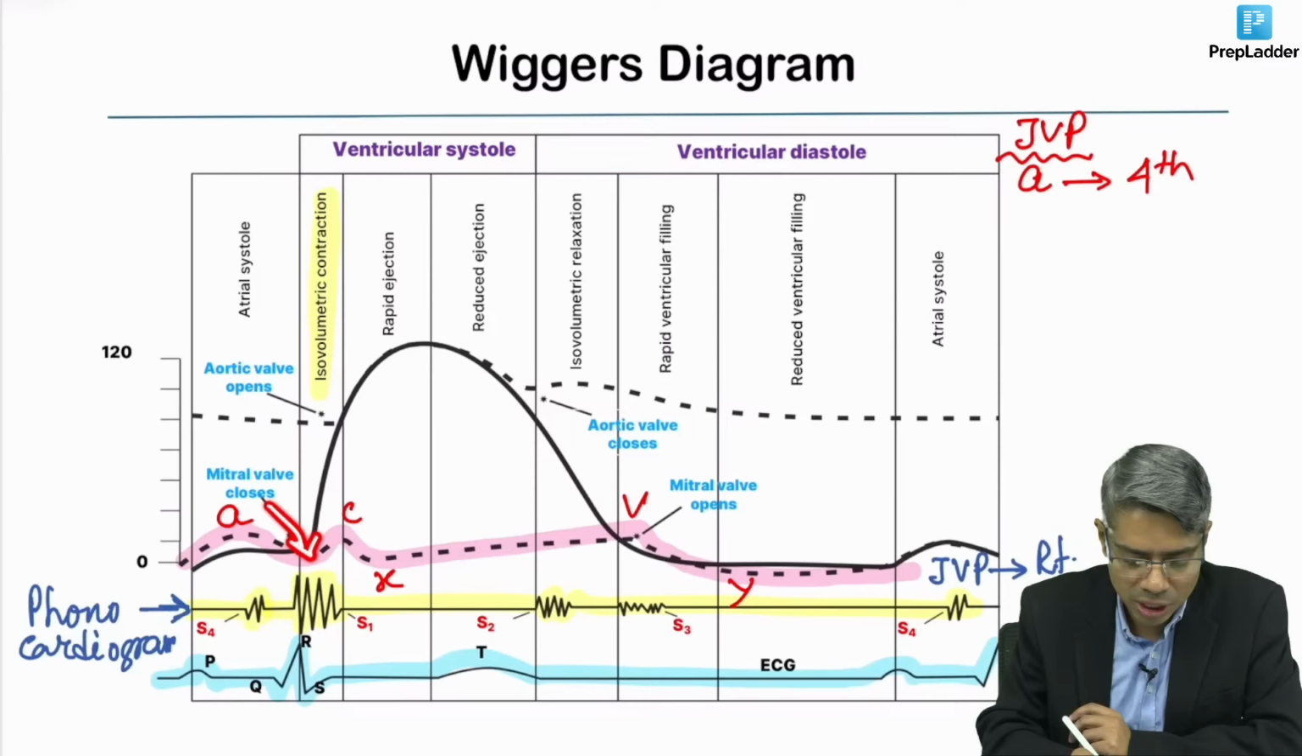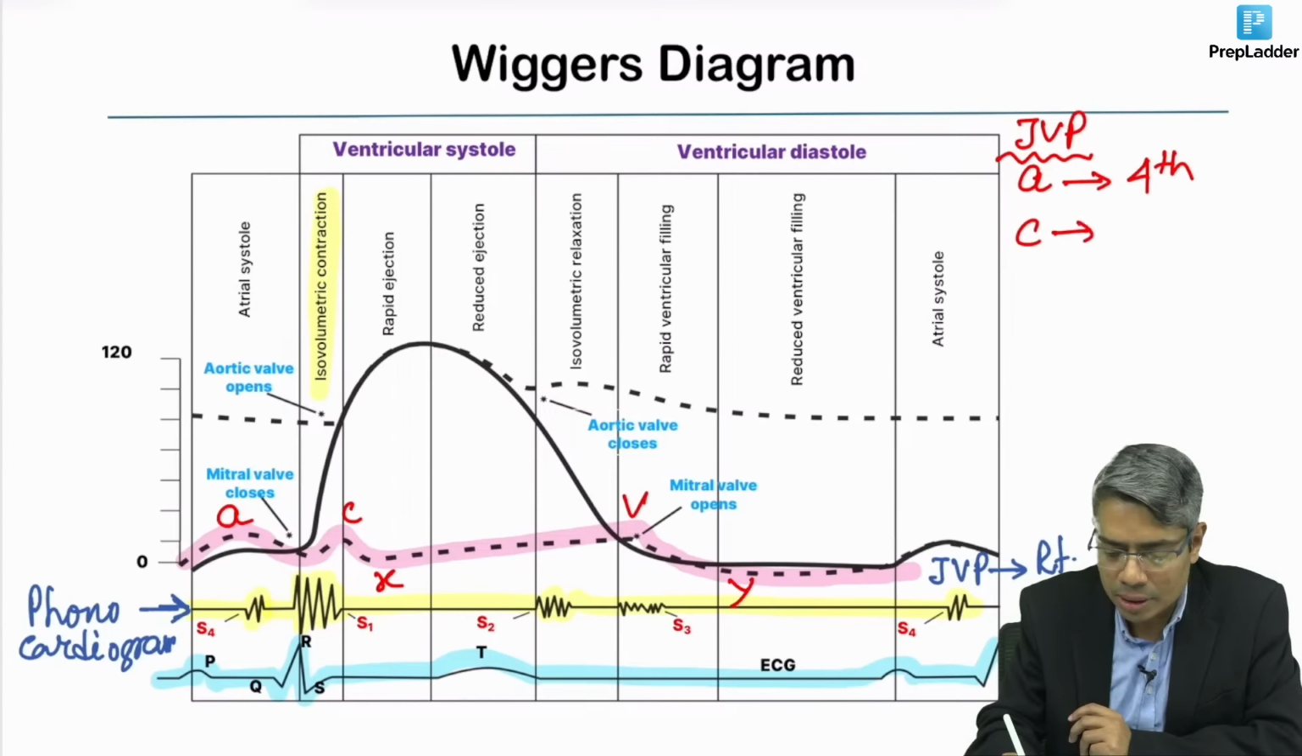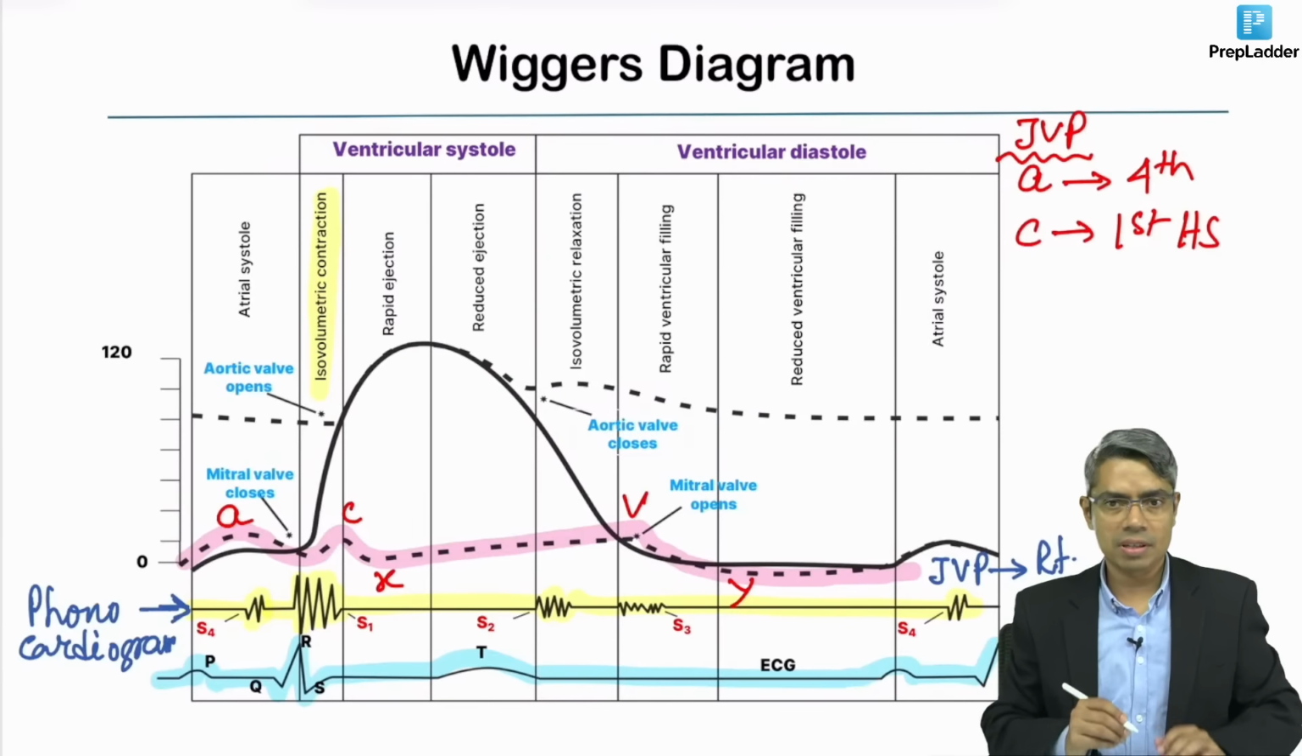So, because of the closure of this mitral valve, this heart sound is happening. So, mitral valve closure is giving which heart sound? That is the first heart sound. Obviously, the first heart sound comes after the fourth heart sound.